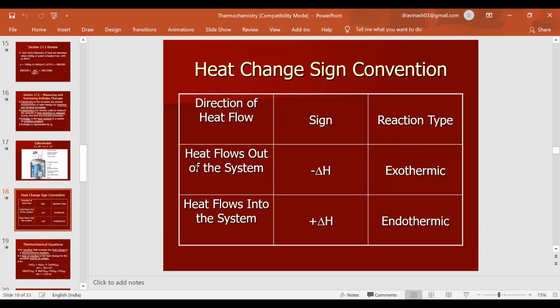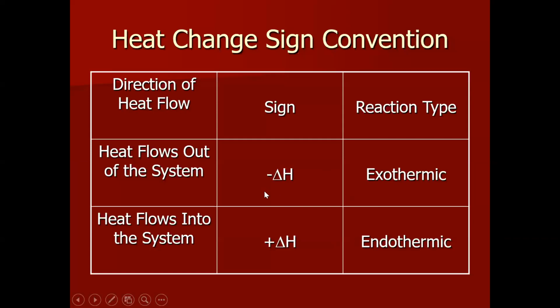Regarding the direction of heat flow, when heat flows out of the system, any system from which heat is released is called an exothermic reaction, and the sign is denoted as minus delta H. So this is called an exothermic reaction, and when heat flows into the system, the surroundings give heat to the system.